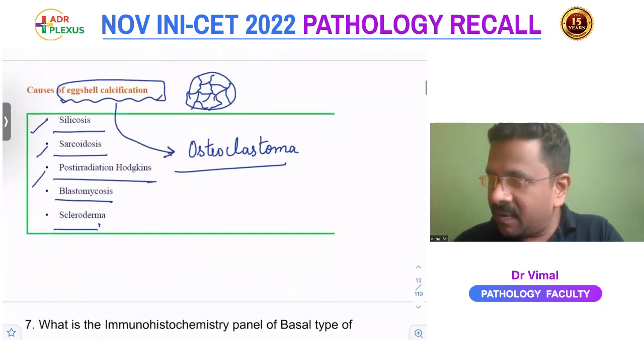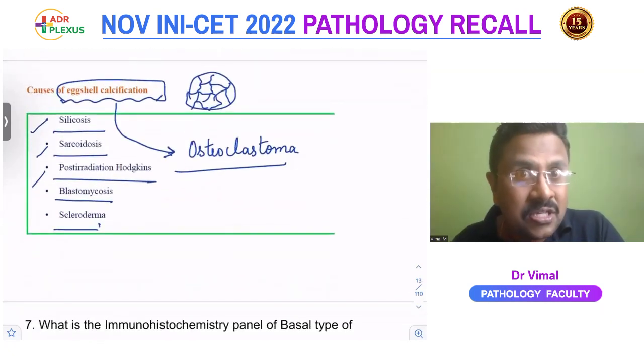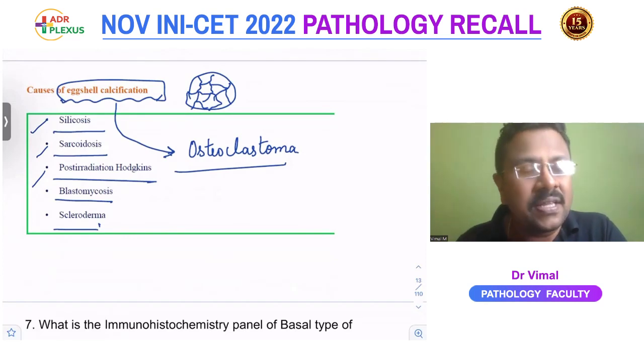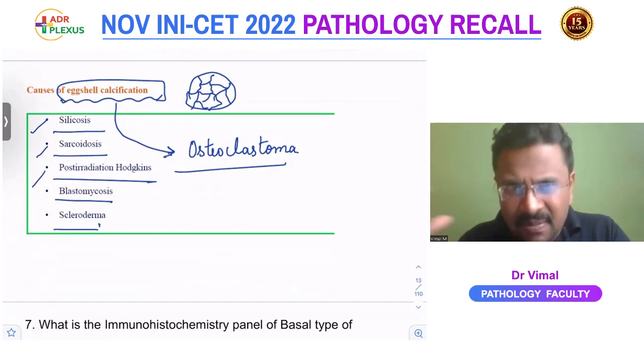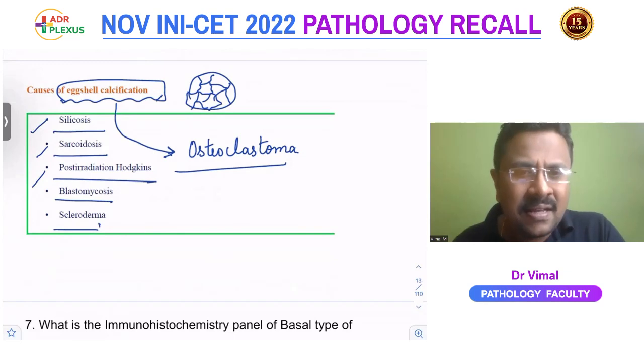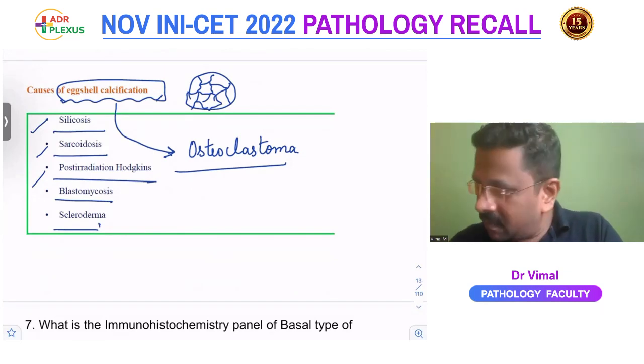And you will also remember osteoclastoma, that is the giant cell tumor, which shows a soap bubble appearance. It will have a similar eggshell calcification. Okay.